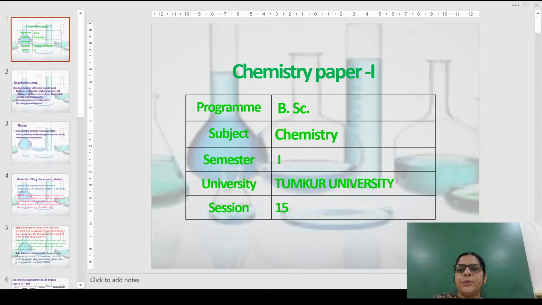Now, after going through this video, you should be able to understand certain things like how to write the electronic configuration of the atoms up to the atomic number 30, stability of half-filled and completely filled orbitals, what is the reason behind it, and also the concept of exchange energy. We will also learn about the anomalous electronic configuration, taking chromium and copper as examples.